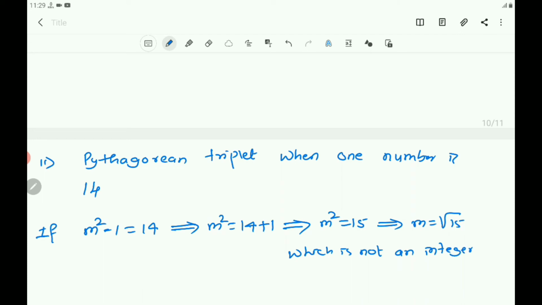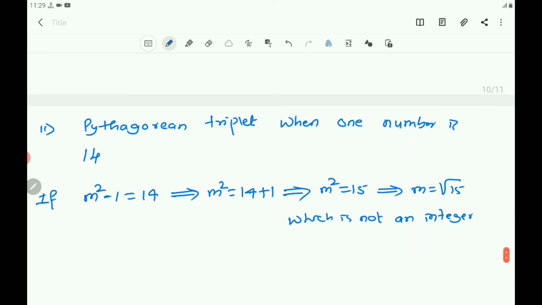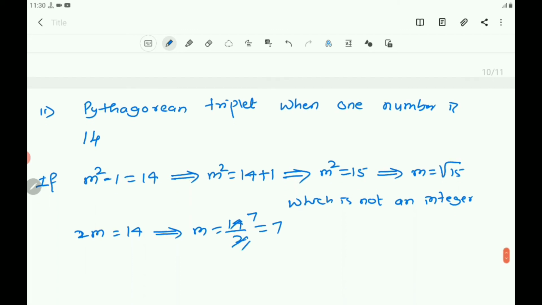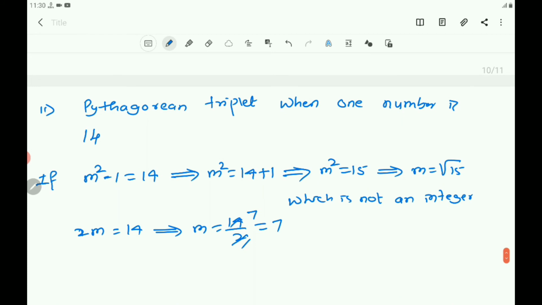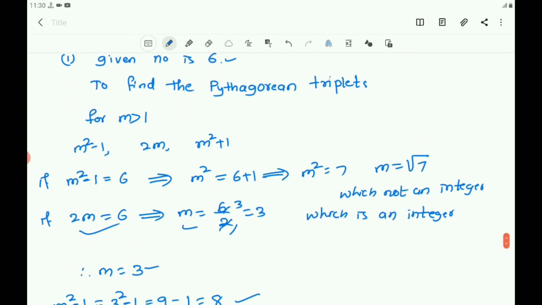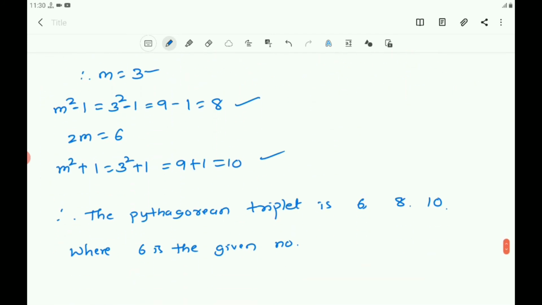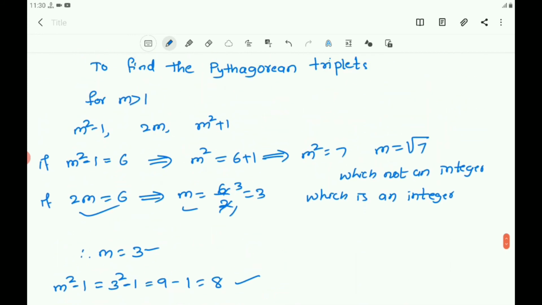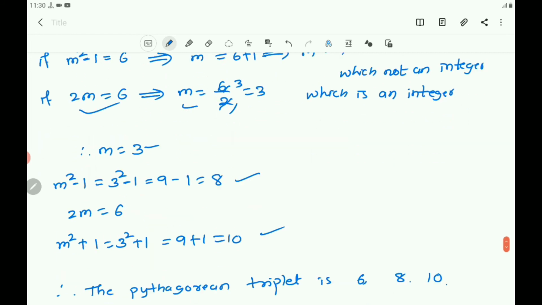Here root 15 is not an integer. Next you take 2m equals 14. So you got m equals 14 by 2. That implies m equals 14 by 2. 2 ones are 2, 7 twos are 14, so m equals 7. So then it is okay. You got the value of m as a positive integer, because you know that here we have taken m greater than or equal to 1.